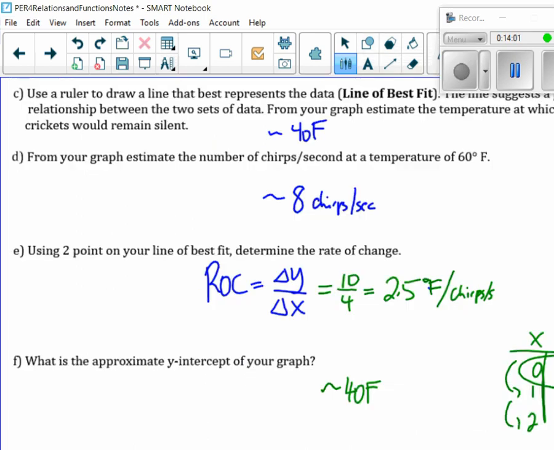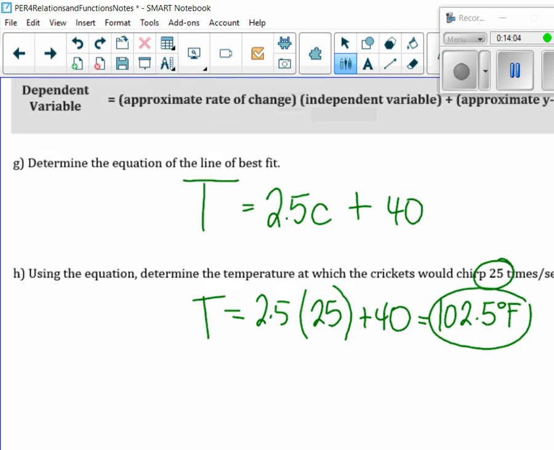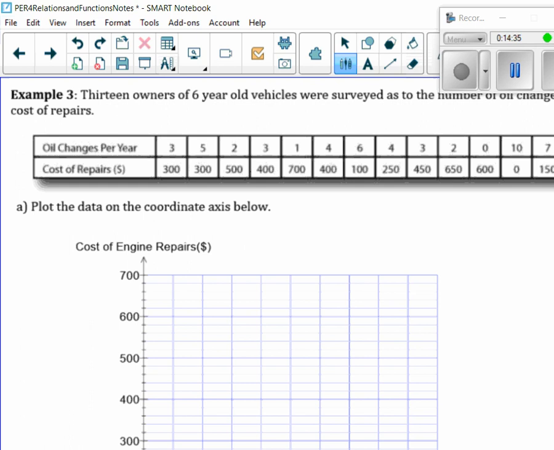Something to note here. I saw a couple people, they just wrote 2.5c plus 40. What's wrong with that? They didn't put the t equals. So is that an equation? No, that would be an expression. If it asks you for an equation, it has to have an equal sign and a left side and a right side for you to get full marks. It's not just 2.5c plus 40. You need to have t equals, right? Okay, so let's move on.